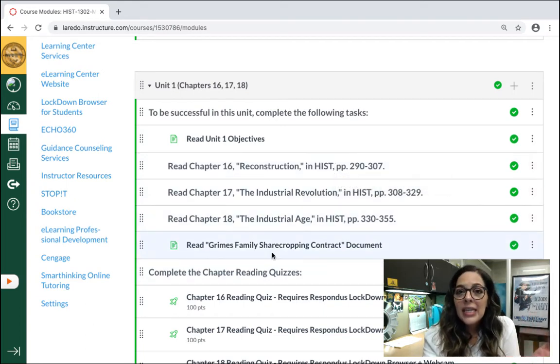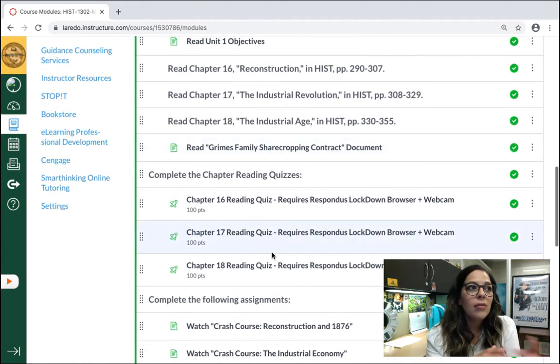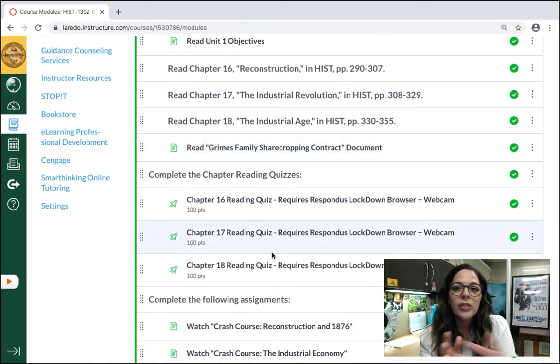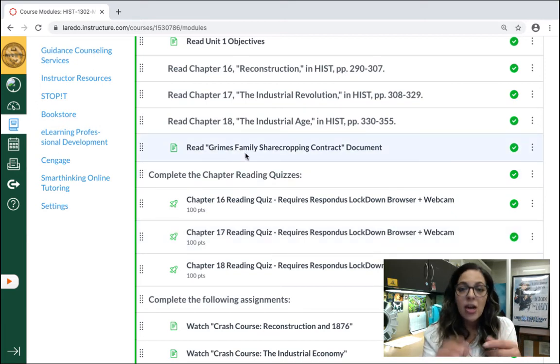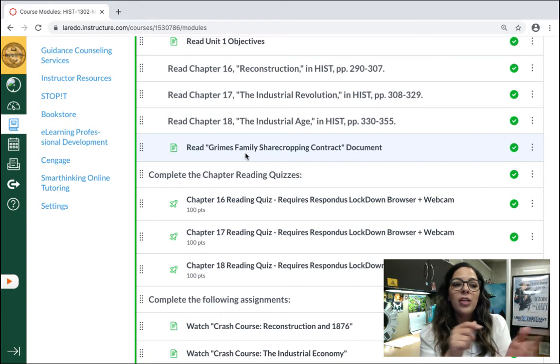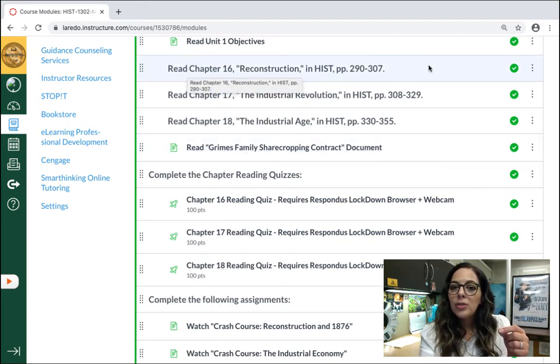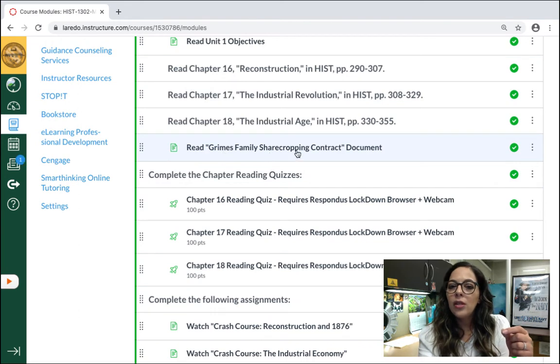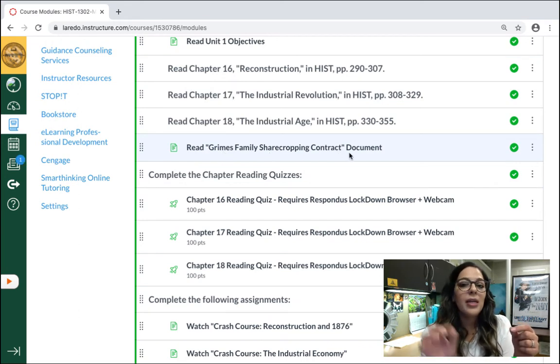If there's any additional documents, primary sources, or secondary sources that I want you to read, they will also be here, and I will let you know in your weekly check-in, right, in the announcements, if you should be reading that. So for next week, I'm going to tell you guys, read chapter 16, read the Grimes family sharecropping document. It's going to be there, right?